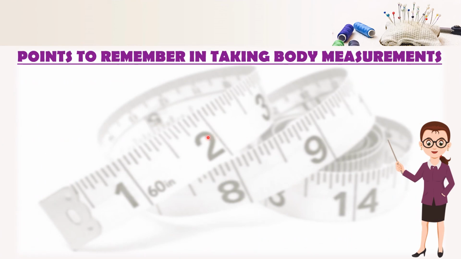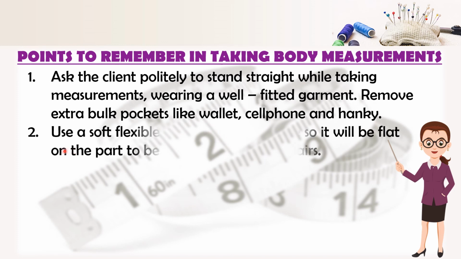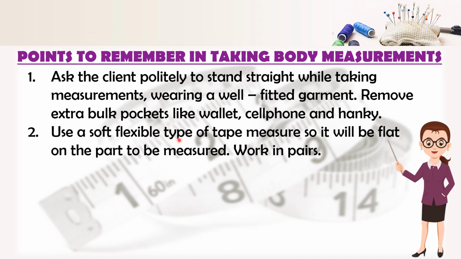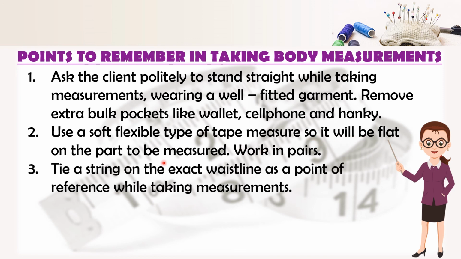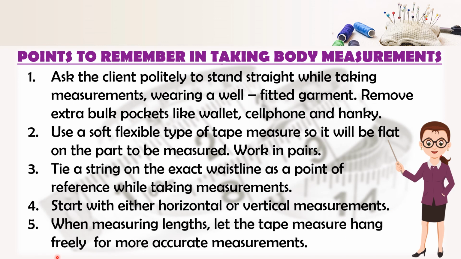Okay, points to remember in taking body measurement. First, ask the client politely to stand straight while taking body measurement, wearing a well-fitted garment, and remove extra bulk like wallet, cell phone, and hanky. The second one is use a soft, flexible type of tape measure so it will be flat on the part to be measured. Work in pairs. Number 3, tie a string on the exact waistline as a point of reference. Number 4, start with either horizontal or vertical measurements. Number 5, when measuring length, let the tape measure hang freely for more accurate measurements.